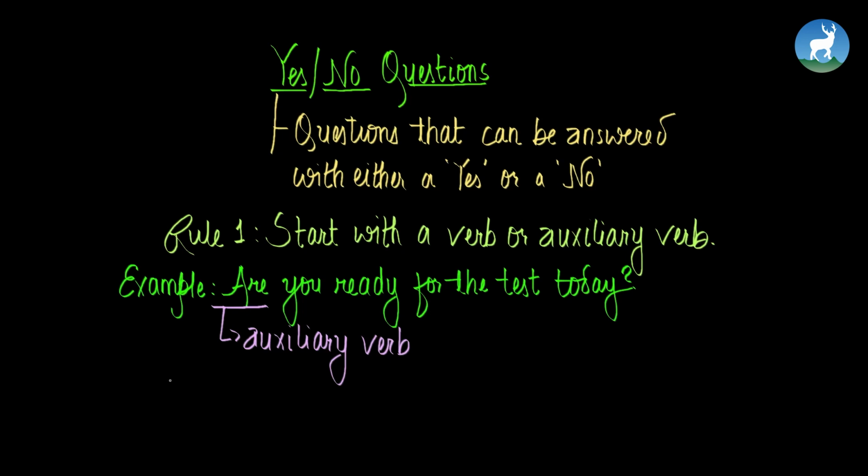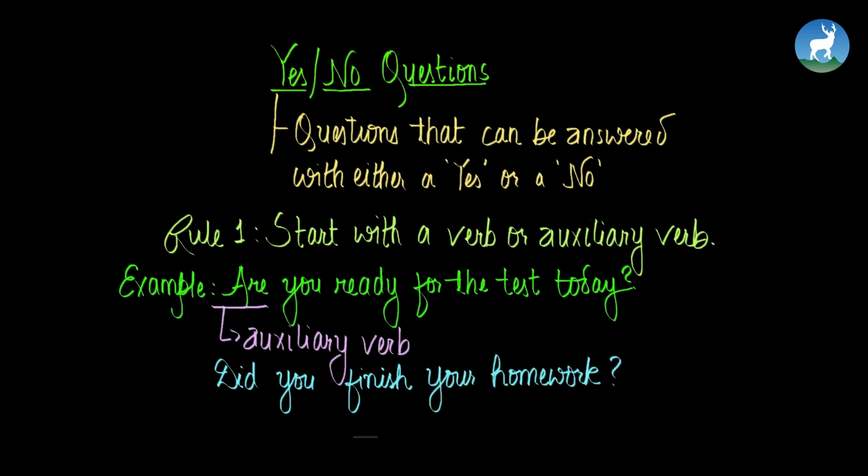Let's take one more example. Did you finish your homework? Here, the question begins with "did", right? Which is the auxiliary verb. Let me write it as AV, and "finish" is the main verb. So, the answer comes either as yes or no whenever you ask somebody, did you finish your homework, right?